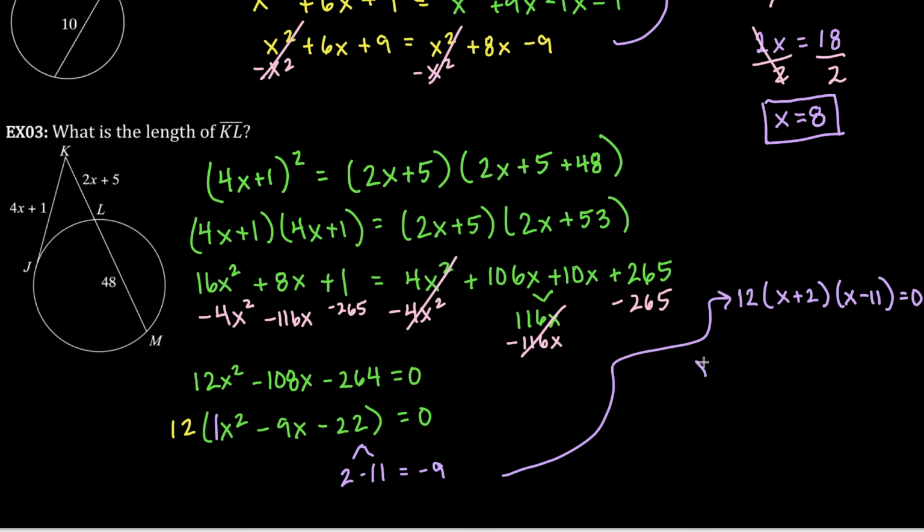So now I do x plus 2 equals 0, and x minus 11 equals 0. This one won't really work because x is a negative number, and so I would end up with negative length, so this one doesn't really work. It's a solution to this equation, but it doesn't work in the problem, if that makes sense. And this one is going to be positive.